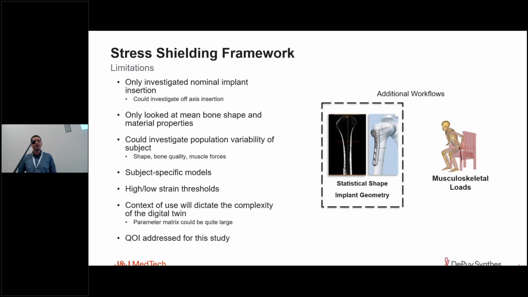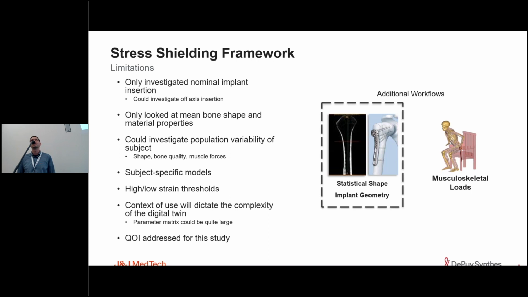There were some limitations to this study. Again, we only looked at nominal insertion angle and mean bone properties. Obviously, we could have looked at osteoporotic bone or 5th or 95th percentile bones, depending on what the worst case would be. We didn't get into subject-specific modeling or look at high strain thresholds.